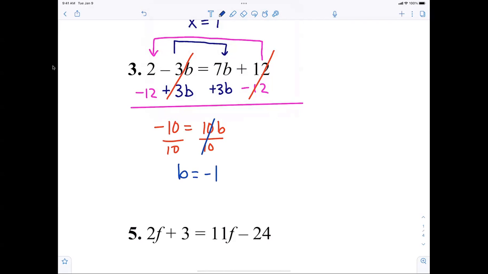I really don't think that was that hard. B equals -1. Any issues? Good. All right, Mr. Ward, you tell me now.